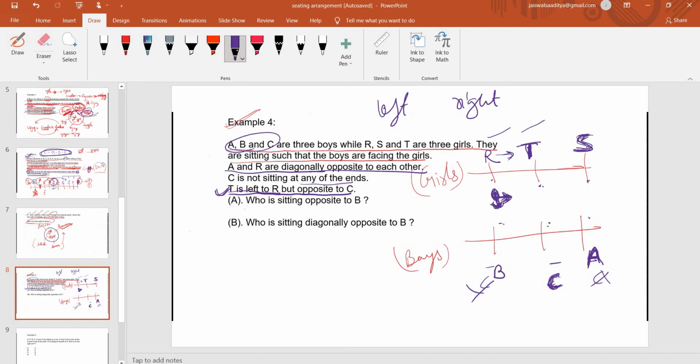Now what's the question? Who is sitting opposite to B? Opposite to B is R. Who is sitting diagonally opposite to B? Diagonally opposite to B is S.